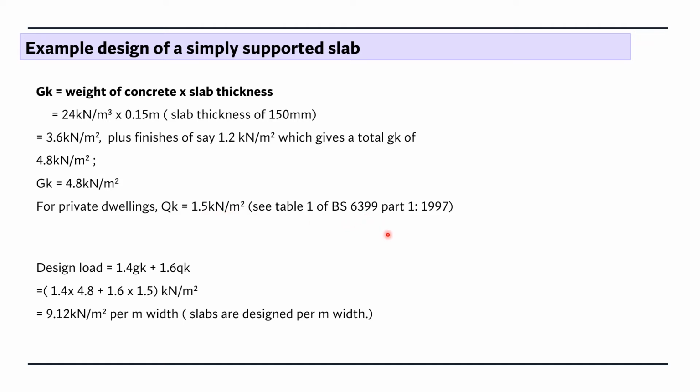BS 6399 Part 1 1997. So now we go on to calculate the full design load using the formula stated here, and so it is calculated as 9.12 kN per meter. 9.12 kN per meter squared per meter width. Slabs are designed per meter width. So that's the design load.